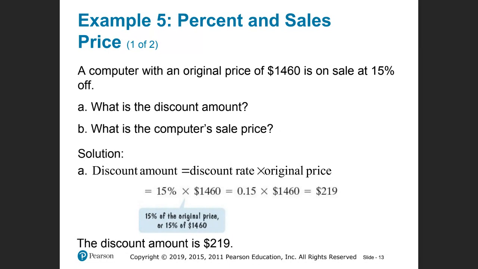So the discount amount is equal to the discount rate times the original price. The discount rate is 15%. The original price is $1,460. Remember to change the percent to a decimal by removing the percent sign and moving the decimal point 2 places to the left. Then we multiply, so the discount amount is $219.